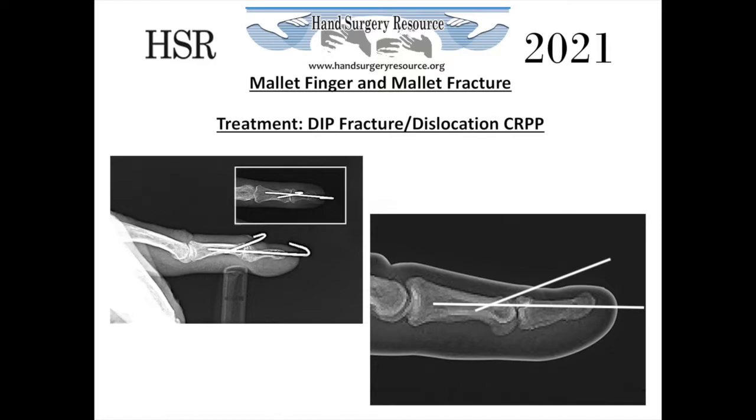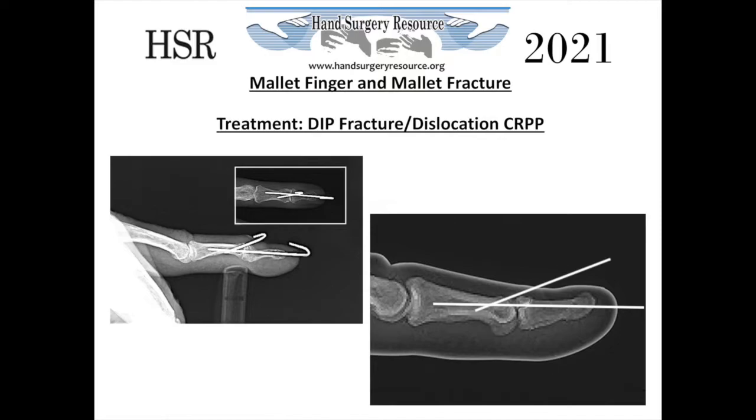Once the longitudinal K-wire is in position, the levering K-wire is adjusted to make sure the reduction is as near anatomic as possible, and this K-wire is passed obliquely through the head of the middle phalanx and into the volar cortex of the shaft of the middle phalanx. The pinned mallet DIP fracture dislocation should be protected with splints for 4 weeks.